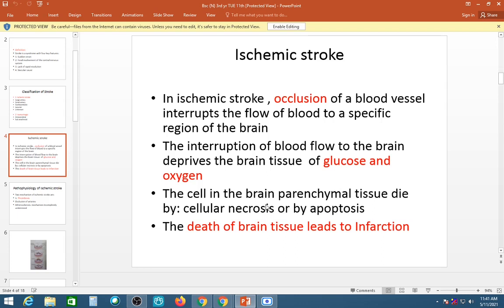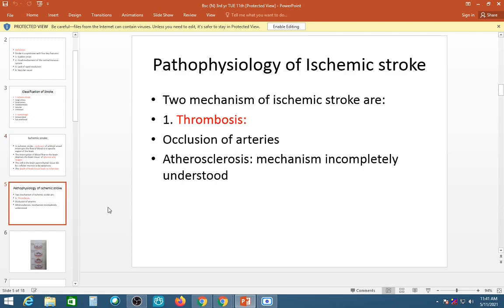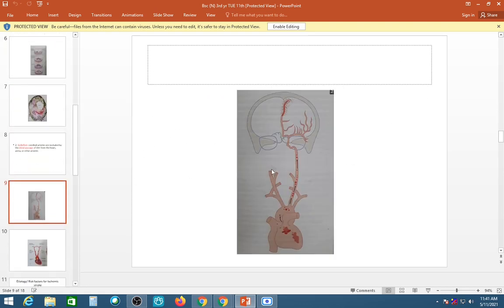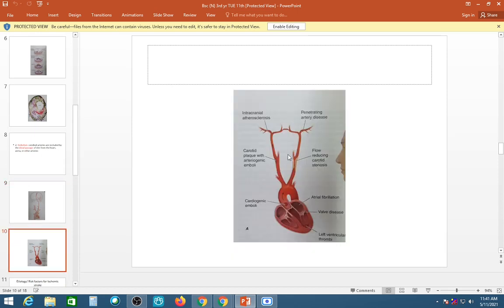You have to know the two phenomena in ischemic stroke. How does it get blocked? By thrombosis and embolism. In thrombosis, it takes place in the blood vessels at that place in the brain, and in embolism, the clot is coming from the heart, from a far away place, because of the irregular beating of the heart in atrial fibrillation.